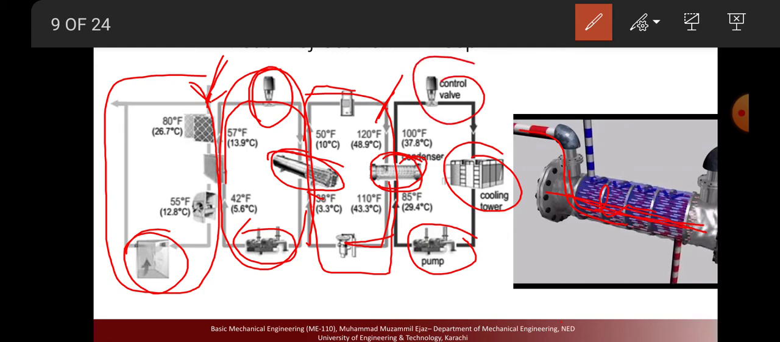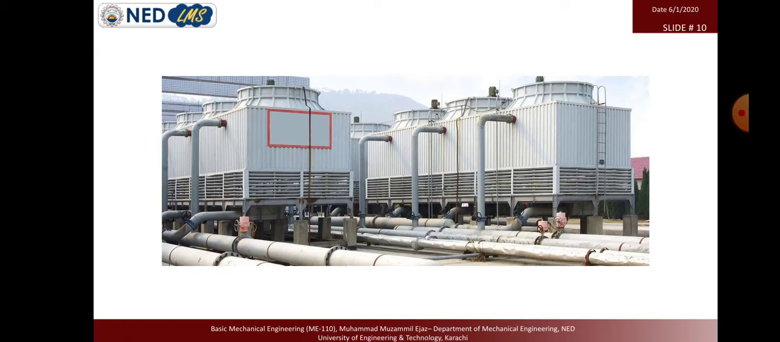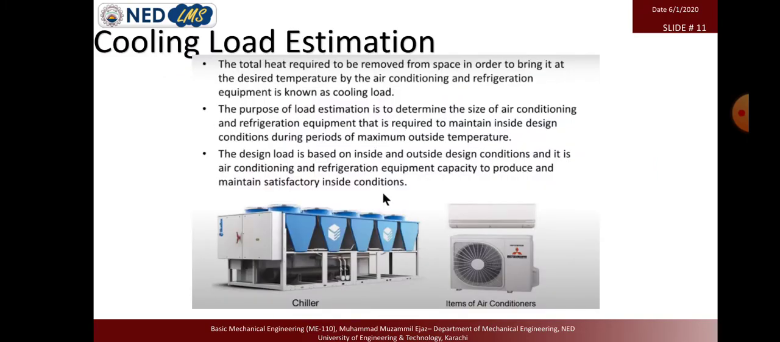So the main cycle is the vapor compression cycle. The cooling goes from this side to this side, and the heat rejection goes from this side to this side. So basically we have a loop. If I go to the next slide, this is the cooling tower, which we already learned.